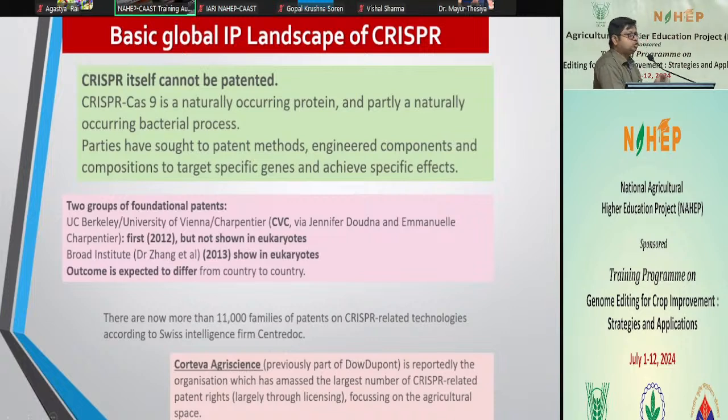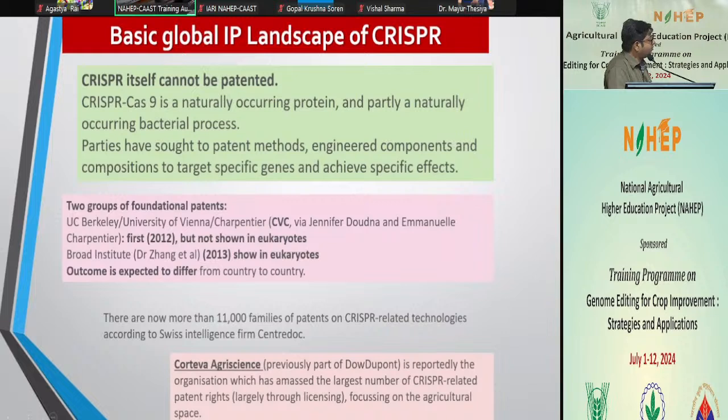We also have another lecture about the IP landscape. Dr. Vibha Dhawan has been invited, so probably she will throw more light on this. So I am not going into depth of this. But there are two foundational groups of patents. One is UC Berkeley, where Doudna and other people worked, and the other is the Broad Institute, Dr. Zhang, who showed it first in the eukaryotes. There is a court case going on, not only in the US but in different countries. So the outcome will differ from country to country.